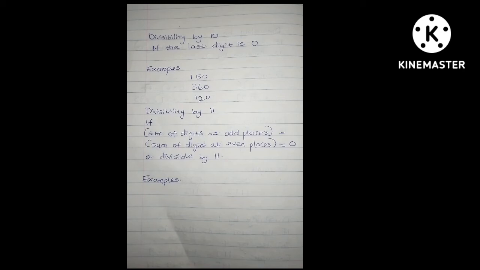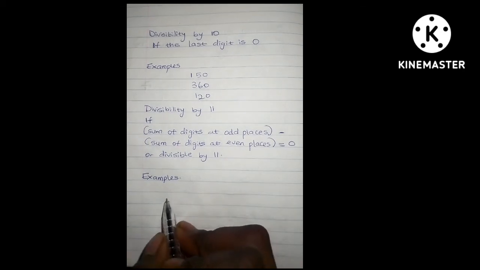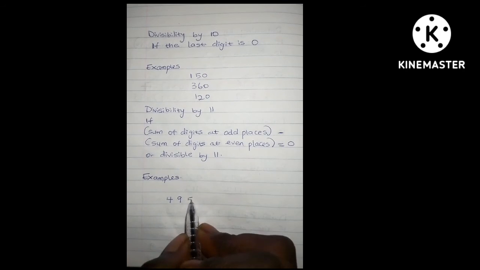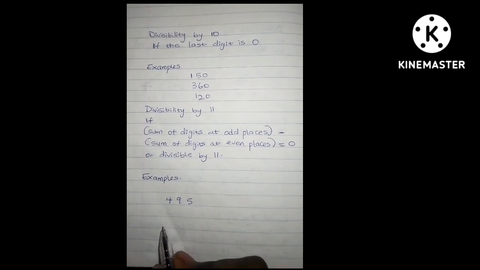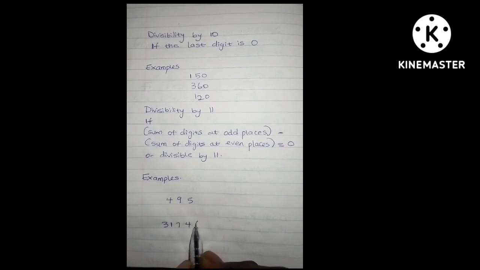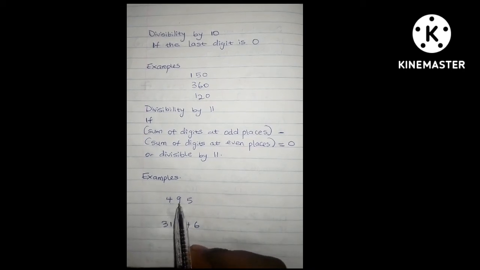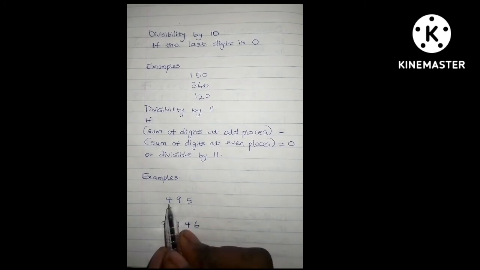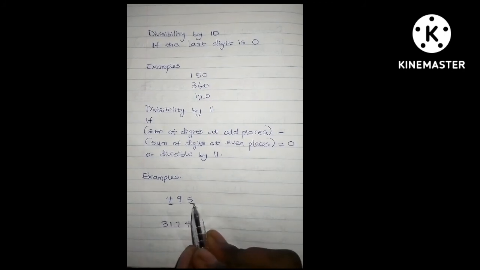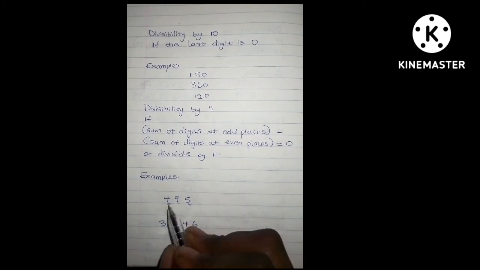Examples of such numbers, we have 495 and we also have 31,746. Now let's take a look at those numbers. The first one says sum of digits at odd places. This number is 4, 9, 5. So the odd places here are 4 and 5.